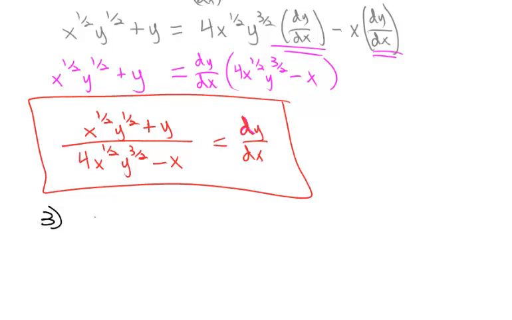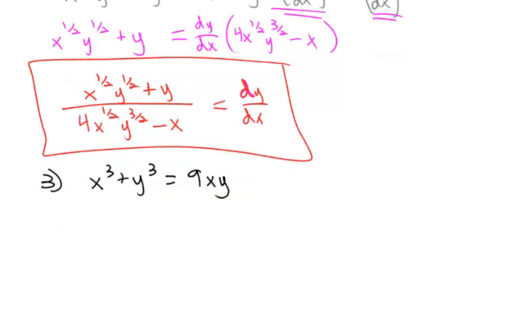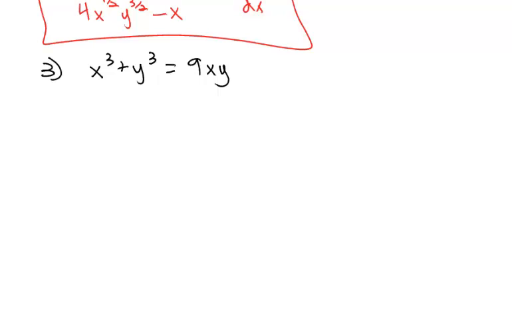So if we have an equation to do like x cubed plus y cubed equals 9xy, we should be able to take the implicit derivative. The derivative of x cubed, 3x squared, plus the derivative of y cubed is 3y squared, times the derivative of y, which is dy/dx, is equal to, we've got a product, 9x times y.